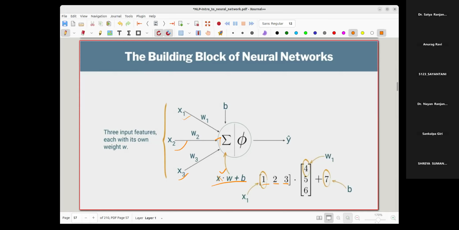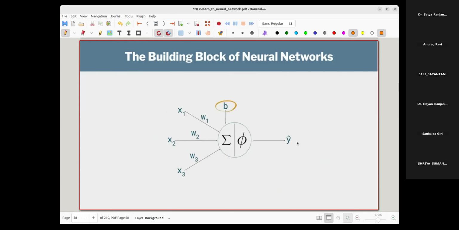Now what is w? W is all of w1, w2, w3. Here w1 is 4, w2 is 5 and w3 is 6. Instead of multiplying individually, we generally put them in vector form and then just do the vector multiplication. So it is 1 into 4 plus 2 into 5 plus 3 into 6 plus this bias b, which is 7. It will give one value. That value is passed through this phi and it will give you the output. So this is generally the calculation.